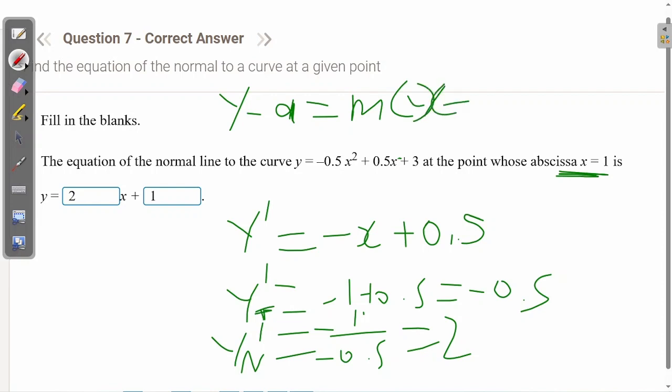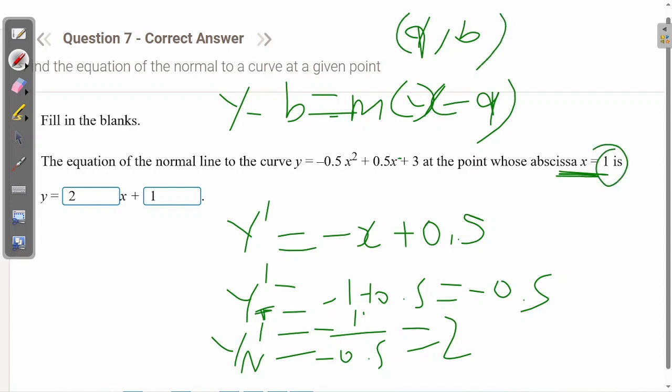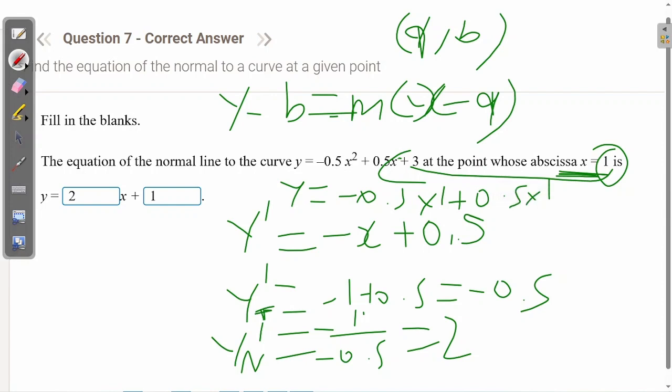b equals 2 times x minus a. So I switch this with b, when you have a point a, b. So we have a, it's 1. We need to find b, which is the y basically. So we substitute 1 in here to find it. y is equal to negative 0.5 times 1 plus 3.